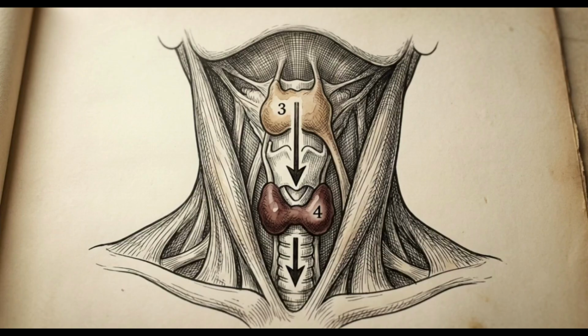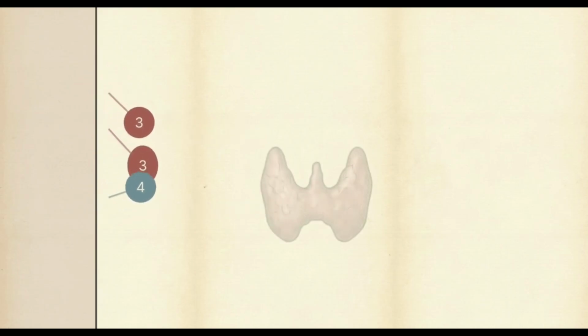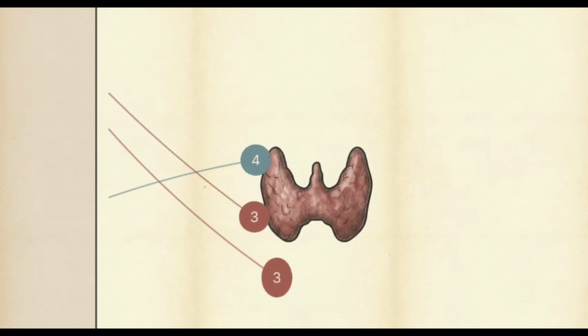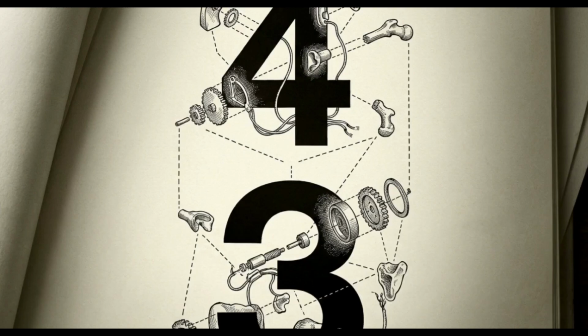Pouches 3 and 4 present a distinct spatial paradox during their migration. Pouch 3 forms the thymus and inferior parathyroid glands. Pouch 4 forms the superior parathyroids. Tissue from pouch 3 physically migrates further down the neck, completely overtaking the tissue from pouch 4, resulting in an inverted final position. This mechanical overtaking yields a strict memory rule for students. 3 goes lower, 4 stays higher.